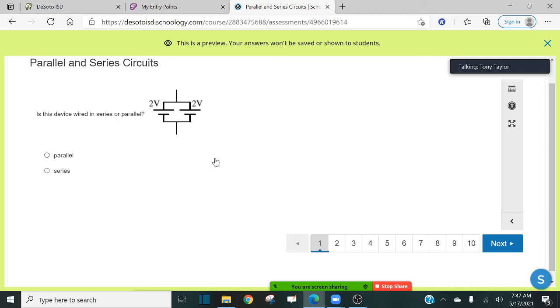Remember what I said: if you only see one path, you know you're dealing with a series circuit. But if you're seeing multiple branches, it could be two or more branches, obviously you know you're dealing with a parallel circuit. Here, our battery is connected in more than one branch, so we have a parallel circuit. Go ahead and answer that one. Now let's move on to the next one.